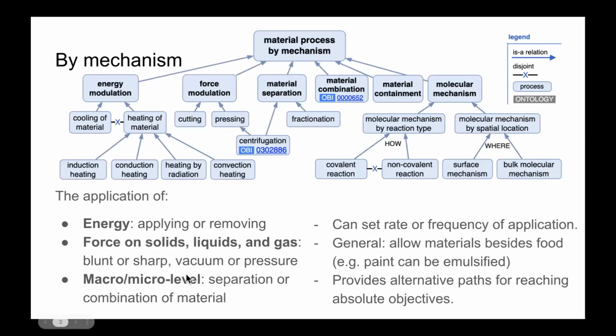So this invites a more detailed study of material processed by mechanism, where we've got various upper levels that Tarini and I identified, but these are subject to feedback and working. But we came up with simple things like material separation and material combination and material containment. And then more complicated things like energy modulation and force modulation, and then looking at the molecular mechanism by what kind of reaction and where in a material it's happening. So the mechanism involves the application of energy, force on solids, liquids, and gas, and then this macro micro level distinction about where the activity is occurring.